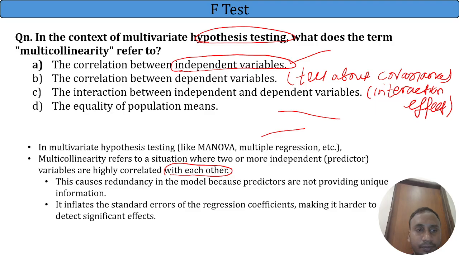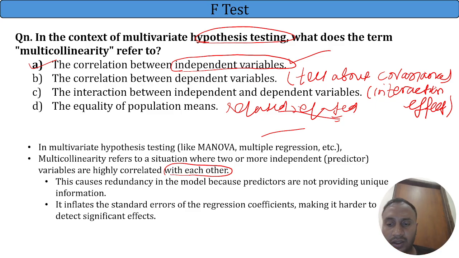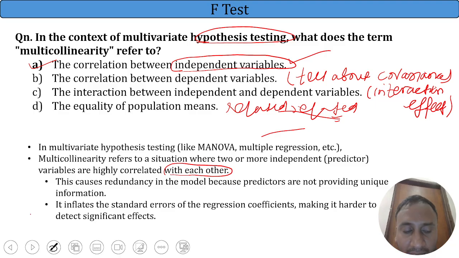Equality of the population means will not tell about that; that's something related to hypothesis testing. So that can't be it. So the correlation between the independent variables. Okay, so I think this is clear, or shall I explain again? Once again, sir, I am feeling the answer is interaction between independent and dependent variables. I'm not so clear with this answer.